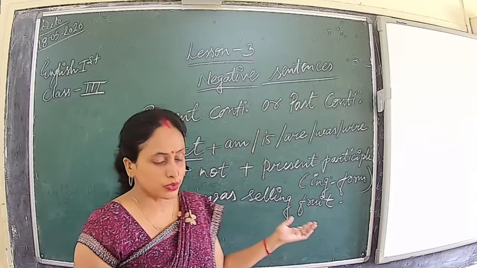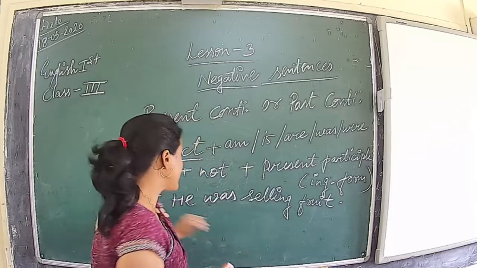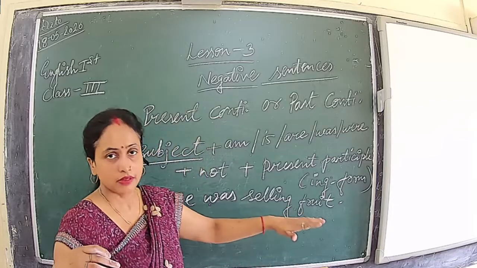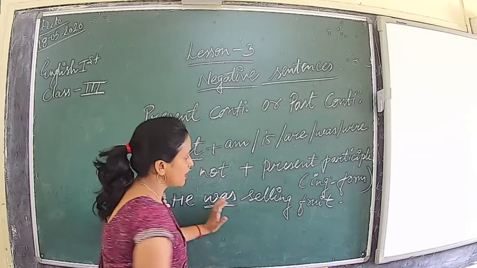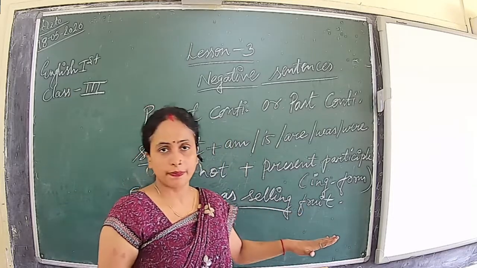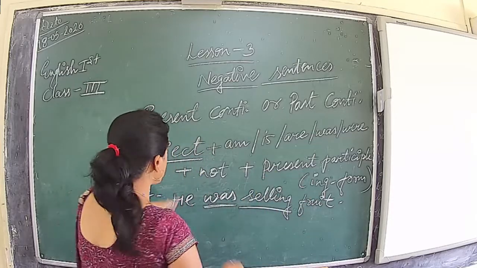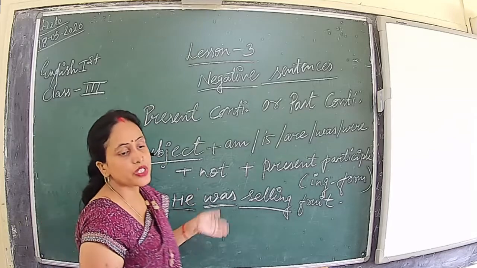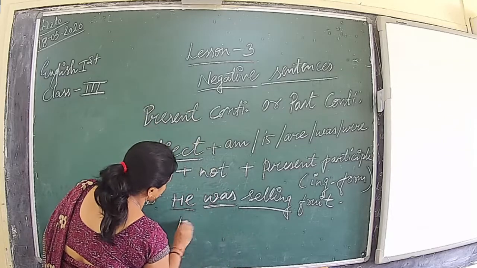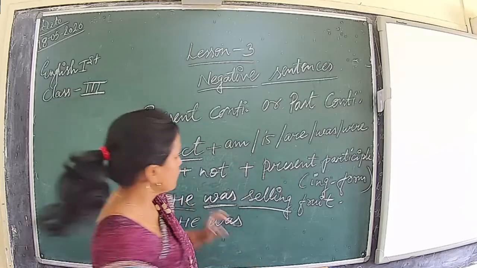So what do we have to do? We have to change it into a negative sentence. And which form is it in? It is the past continuous, because was is here. Was selling, so it is a past continuous form. Understood? Now we have to change it into the negative sentence. He is the subject. So when we change this into a negative sentence, how will we write it? He was not selling fruit.